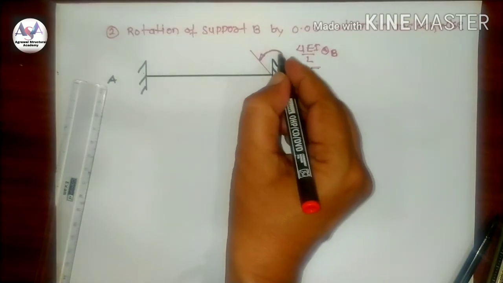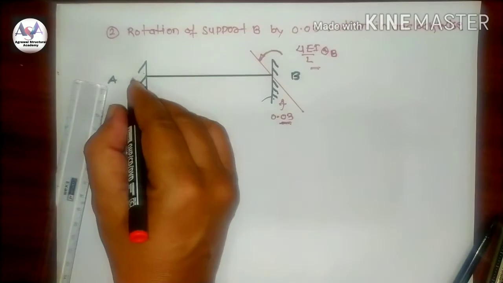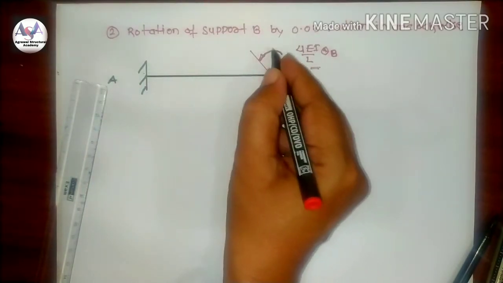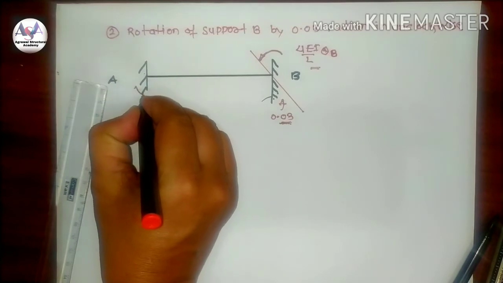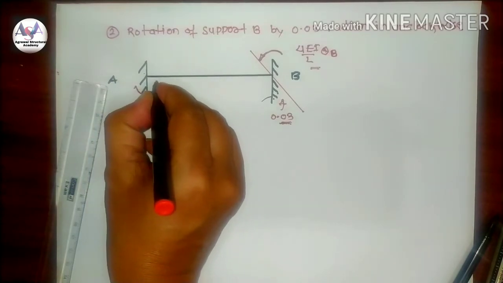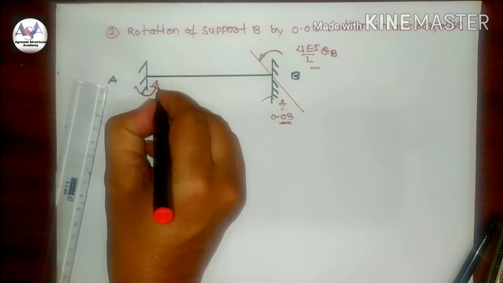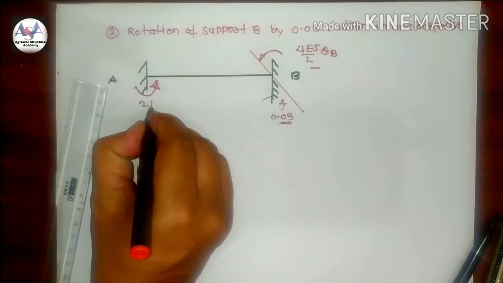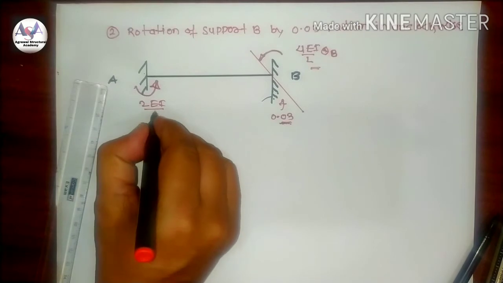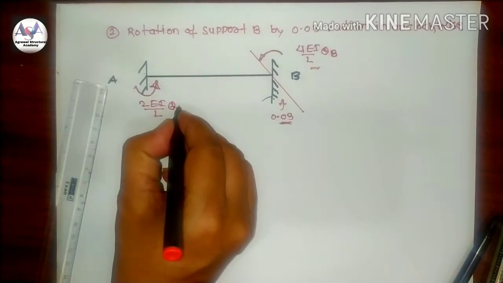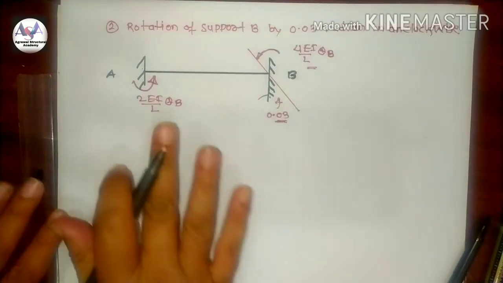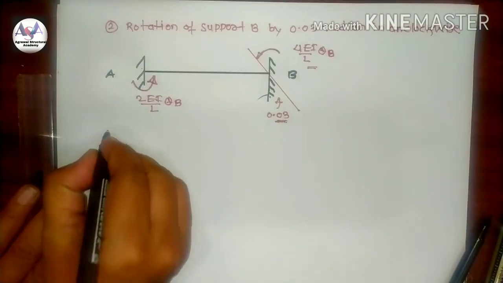Now this will automatically produce half the moment in the same direction. The direction is anti-clockwise, so the moment is in the same direction, and it is half of this, that is 2 EI by L into theta B. Okay, so we got the two conditions. Now the third condition.